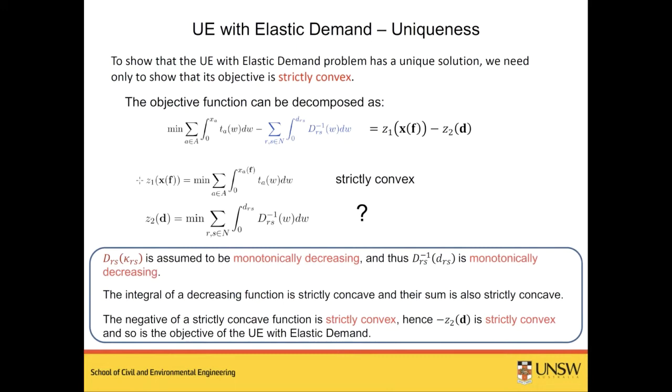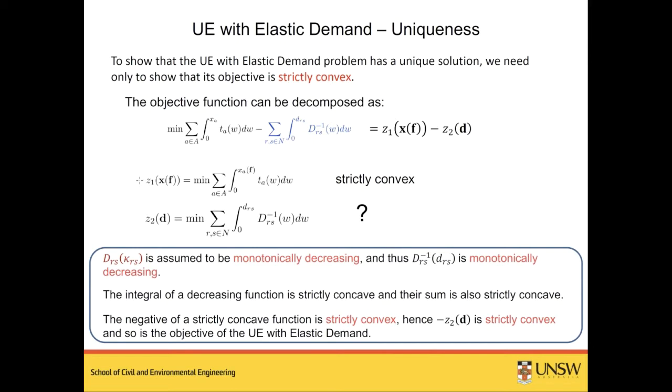We wanted to talk about UE with elastic demand, and how it affects the uniqueness property of the UE solution. But how can we show that? How can we show that adding that elastic demand term into the objective function still satisfies the uniqueness property?